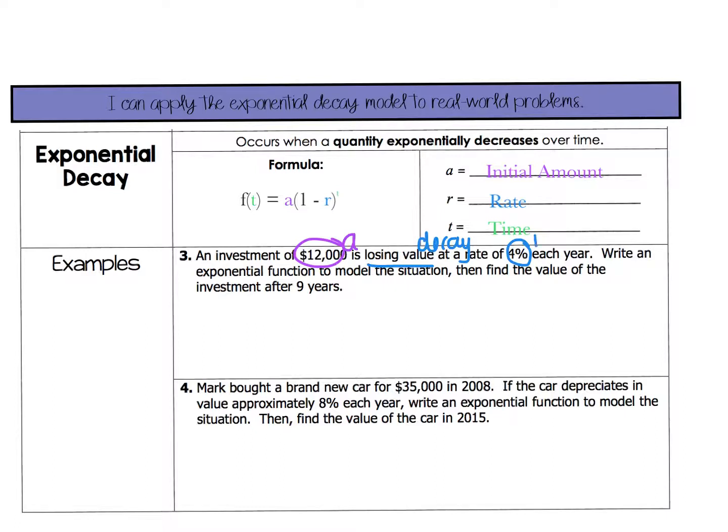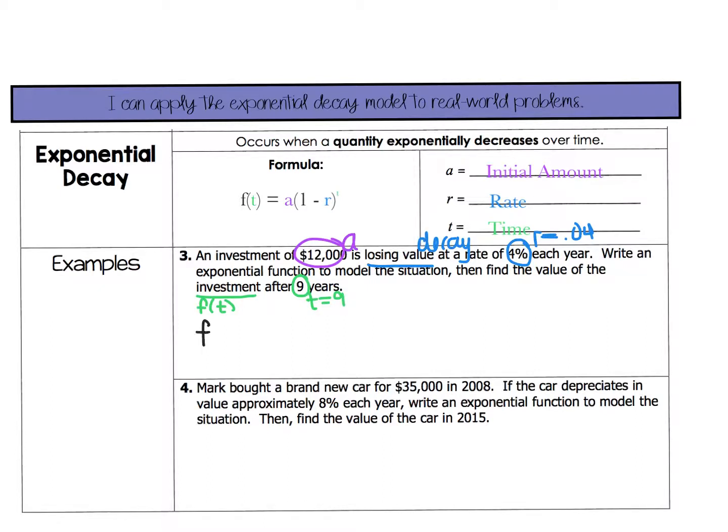So my rate is going to be 0.04 because that's 4% as a decimal. So I'm going to write an exponential function to model the situation, and then I'm going to find the value of the investment. So I'm looking for f of t, the output when the input is 9. All right, so let's go ahead and write that function.